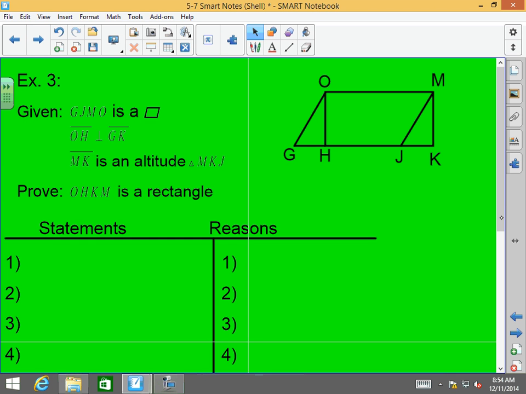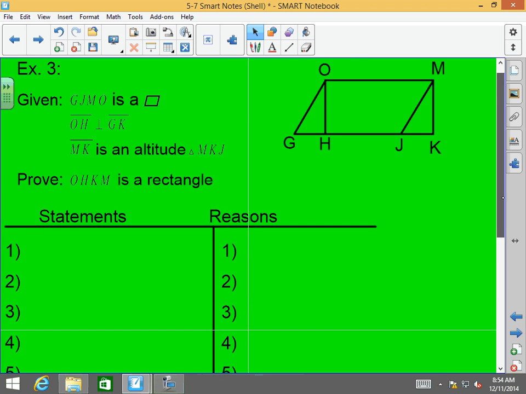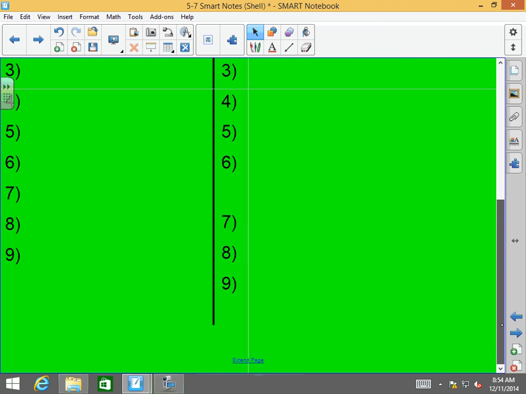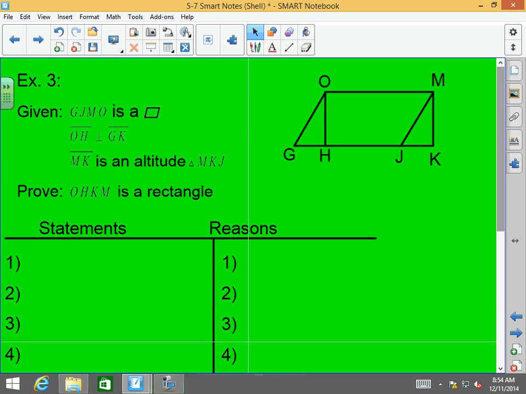I have here that GJMO is a parallelogram. So GJMO, did I not? Oh, I didn't put the figure? Well, that's unacceptable. Hold on right quick. Let me do the figure here.